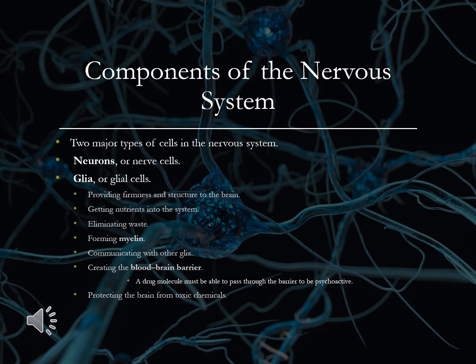Another important function of glia is to create the blood-brain barrier, which is a barrier between the blood and the fluid that surrounds neurons. These semi-permeable structures protect the brain from potentially toxic chemicals circulating in the blood.